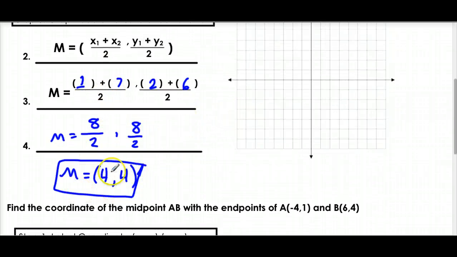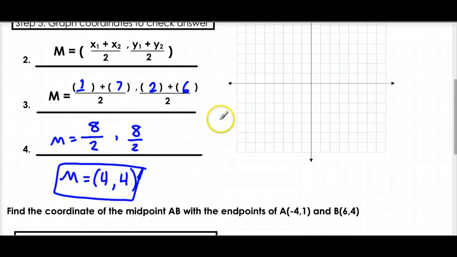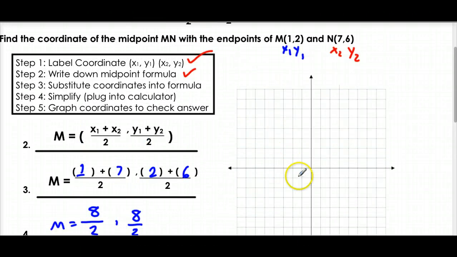So let's see if 4, 4 even looks like it's the midpoint of our 2 points, okay? So point M is 1, 2, which is 1, 2 over here. And point N is 7, 6, so it's 1, 2, 3, 4, 5, 6, 7. 1, 2, 3, 4, 5, 6. Okay? And let's draw a nice little line there. Get a line going right here.